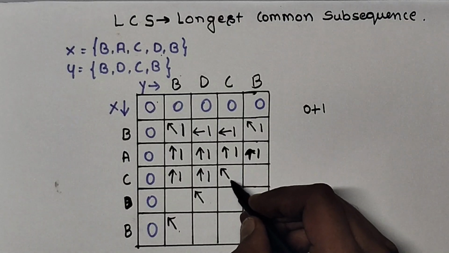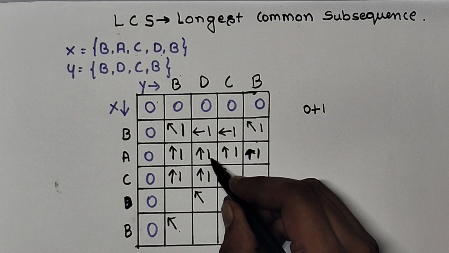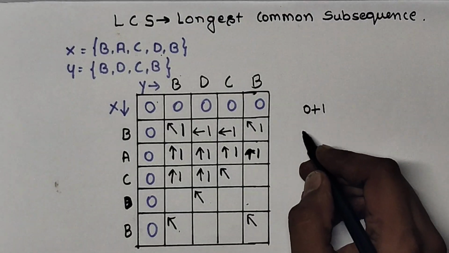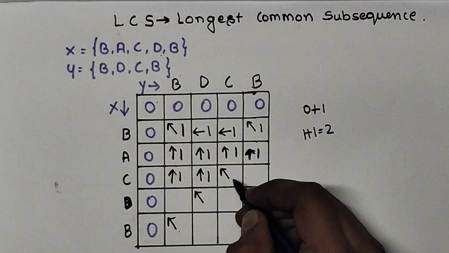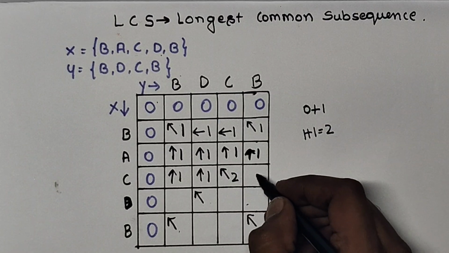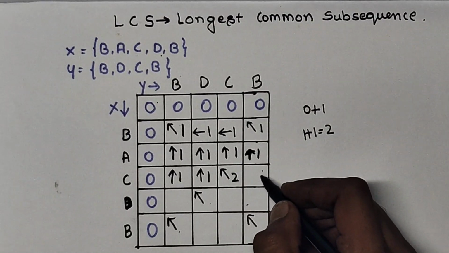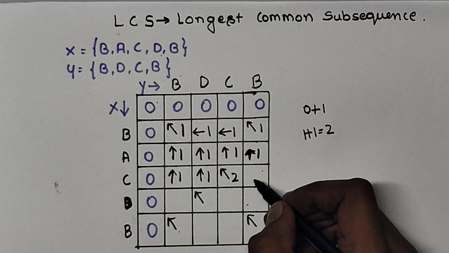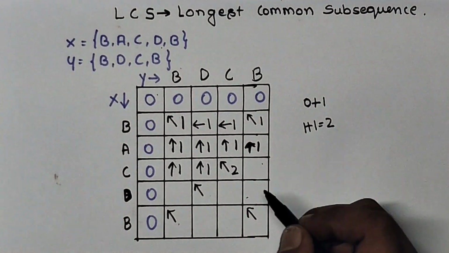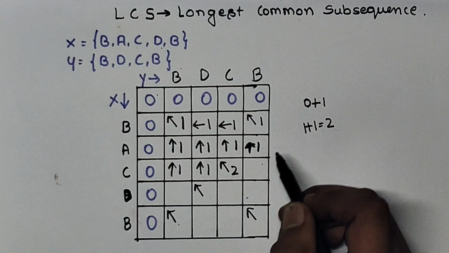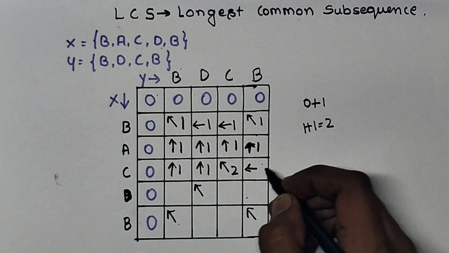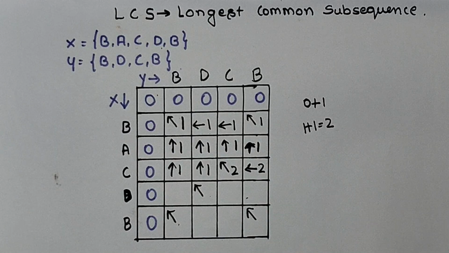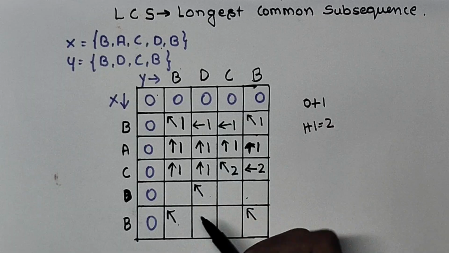Here I am having the tilted arrow which is showing the direction towards 1. So I must add 1 to that value. That is 1 plus 1 will be 2. So write 2 here. Next, if I want to fill this box, see the left side and upside. Left side I am having 2 and upside I am having 1. So among 2 and 1, 2 is the maximum. So I will show the arrow towards the left side and I will just copy the maximum value, that is 2.